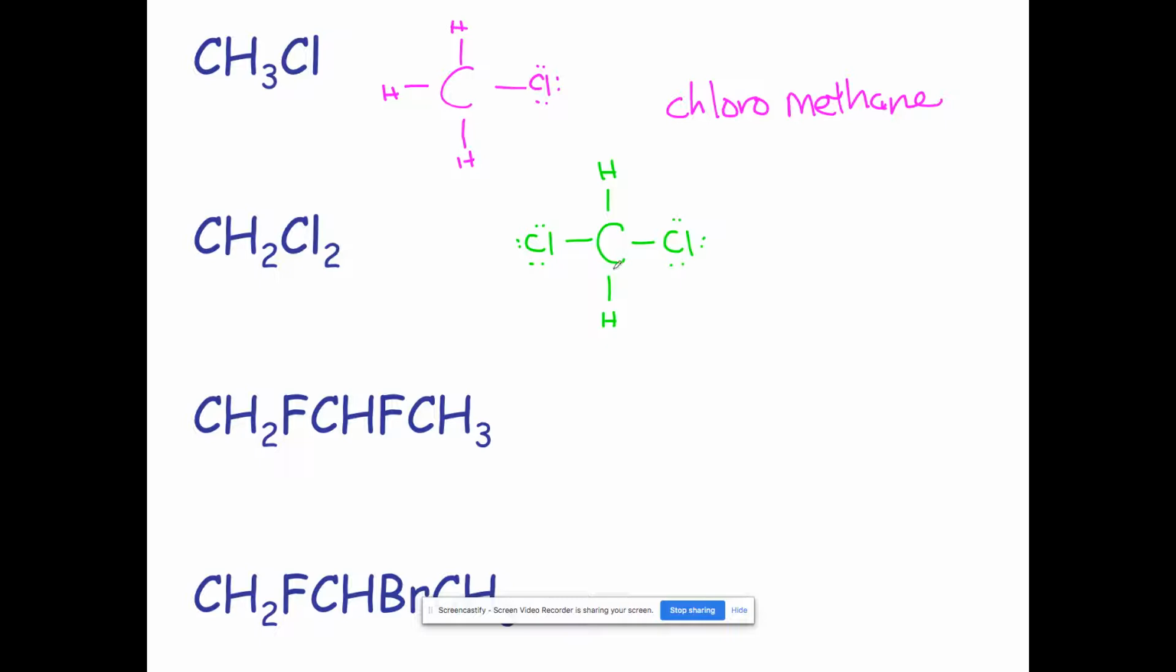Now let's name it. Still the parent chain is methane. This is a chloromethane, but there are 2 of them. How do you indicate 2 chloros? That's dichloro. And this is one word, dichloromethane. This is one word, chloromethane.